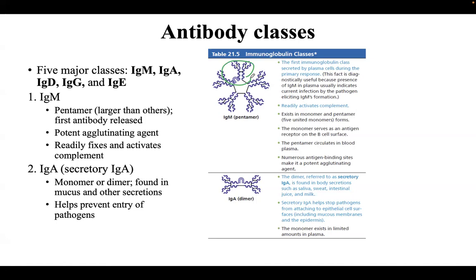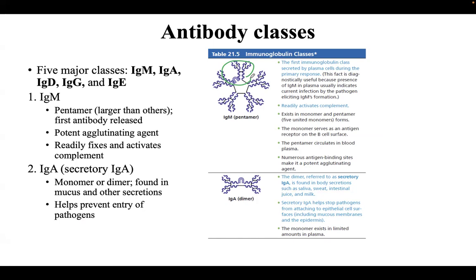The next one is IgA. This is mostly a dimer. Dimer means there will be 2 monomers present. Sometimes it could be a monomer too. And it helps prevent the entry of pathogens. Okay. And this is slightly less present in plasma. It is mostly present in the secretory fluids like sweat, intestinal fluid, saliva.